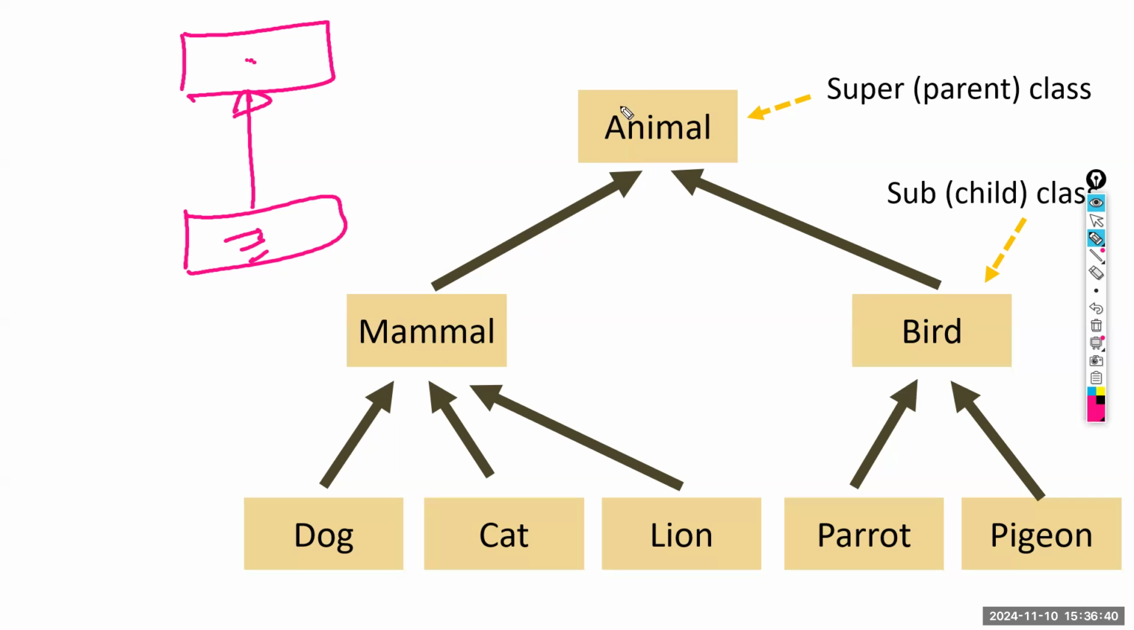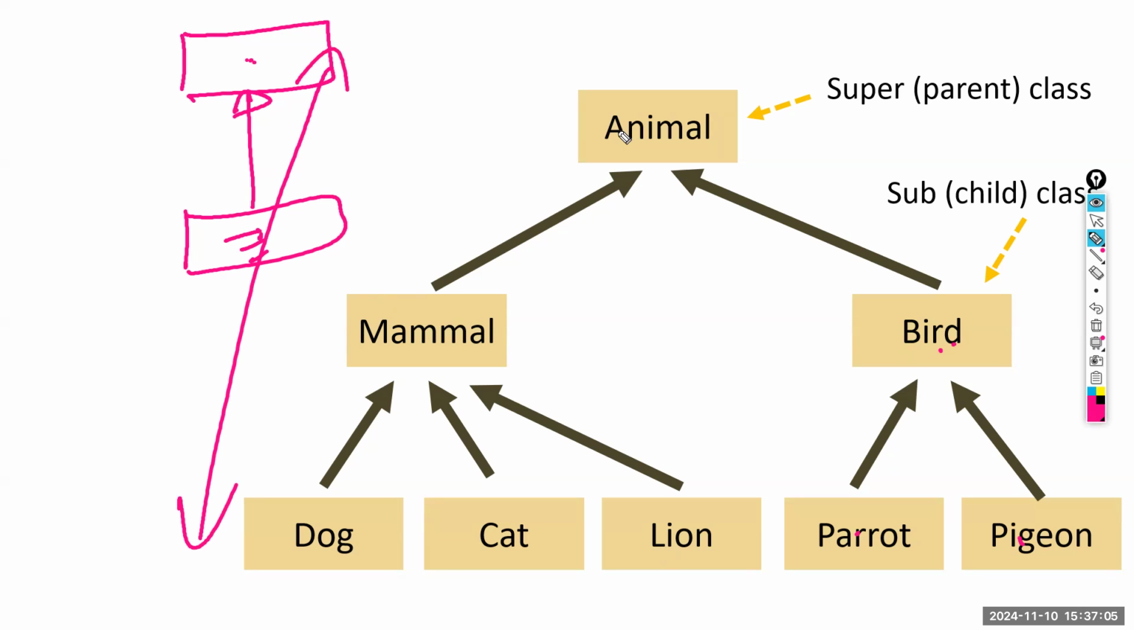Birds are also animals. Then parrot is a special case of a bird. Pigeon is a special case of a bird. Lion is a special case of a mammal. So this is object oriented inheritance.